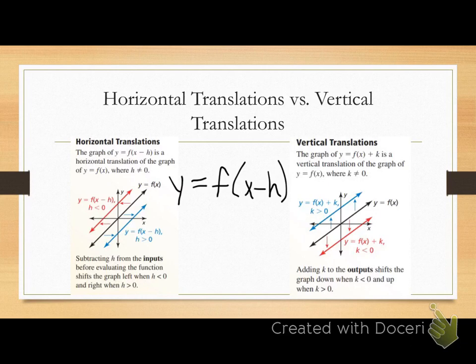Subtracting h from the inputs before evaluating the function shifts the graph left when h is less than 0 and right when h is greater than 0. I talked about this the other day a little bit. This is inside our grouping symbols, correct? So we do the opposite of what the sign tells us to do.